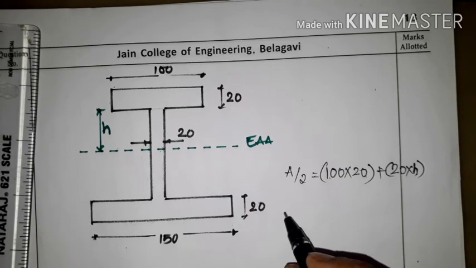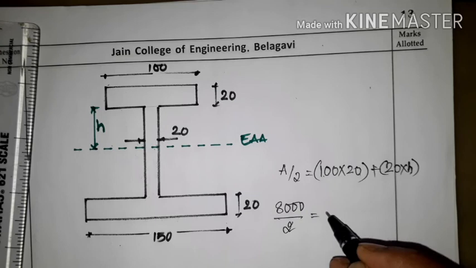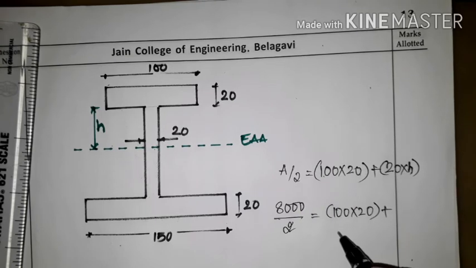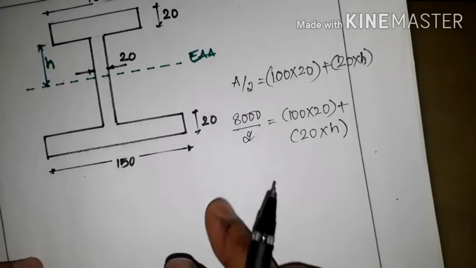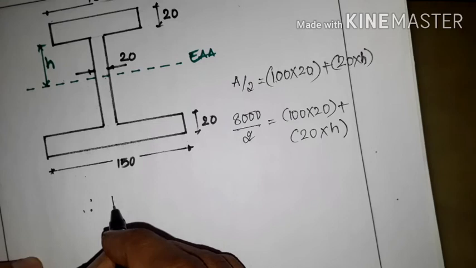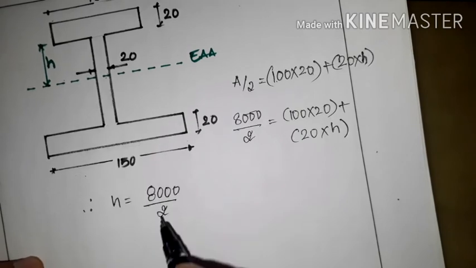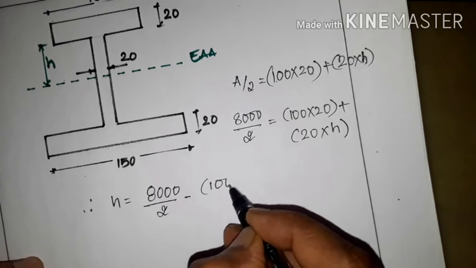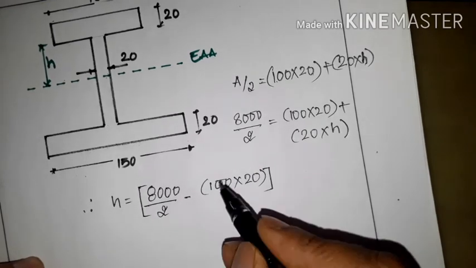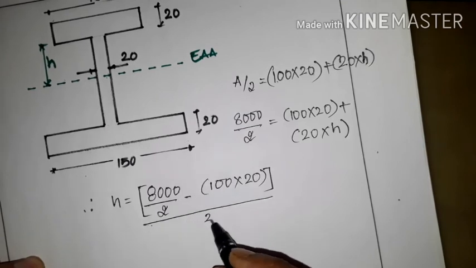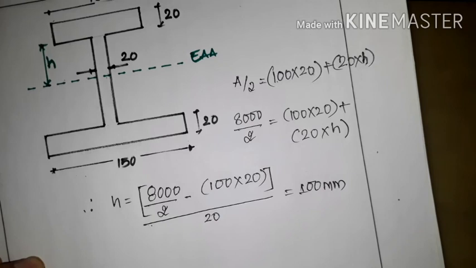So therefore I will substitute here. A by 2 is 8000 divided by 2 equal to 100 into 20 plus 20 into H. From this we have to find out what H is. So H is equal to 8000 divided by 2 minus 100 into 20, divided by 20. So we will get this as 100 mm.